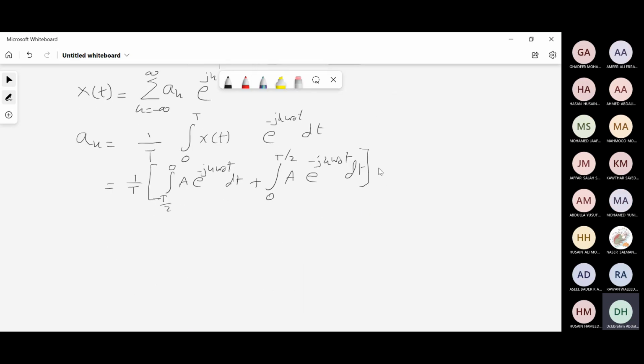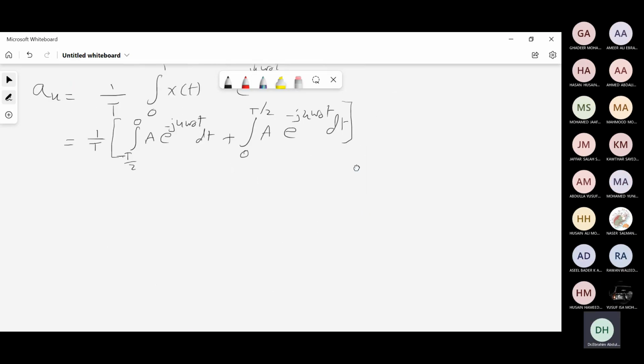Okay, now calculus. So let me take a common. Integration of e to the power of minus jk omega naught t with respect to t means that it is divided by jk omega naught, and divided by minus.